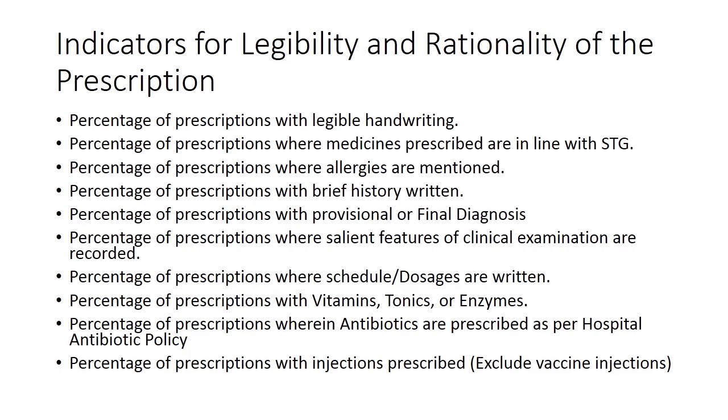Now, legibility and rationality of prescription will be assessed by: percentage of prescriptions with legible handwriting, percentage of prescriptions where medicines were prescribed in line with standard treatment guidelines, percentage of prescriptions where allergies were mentioned, percentage of prescriptions with brief history given, percentage of prescriptions where a provisional or final diagnosis was there, percentage of prescriptions where salient features of clinical examination were recorded, percentage of prescriptions where scheduled dosage forms are given, percentage of prescriptions with vitamins and tonics included, percentage of prescriptions where antibiotics were prescribed as per antibiotic policy, and percentage of prescriptions with injections prescribed excluding vaccines.